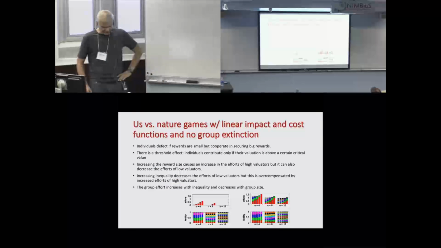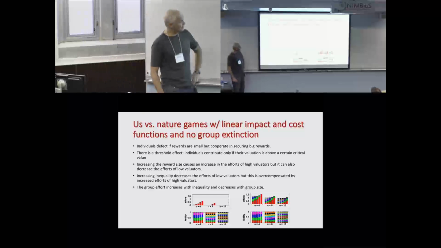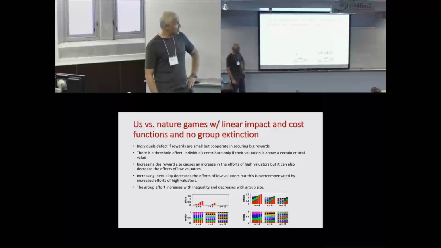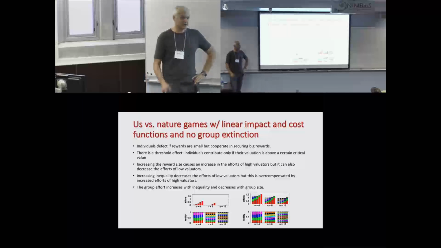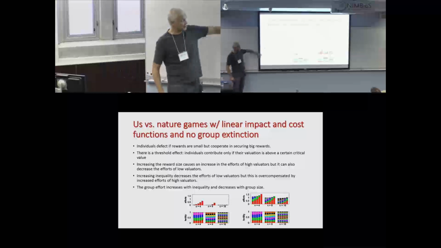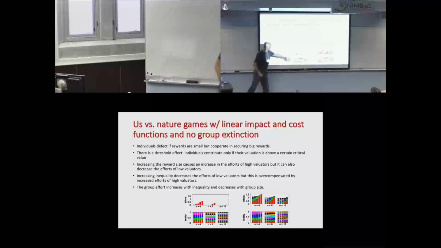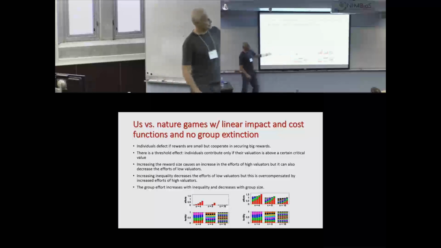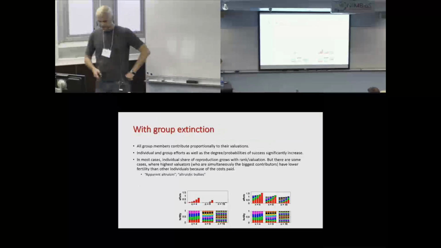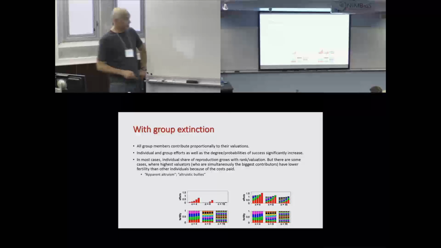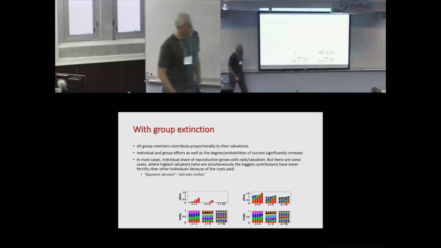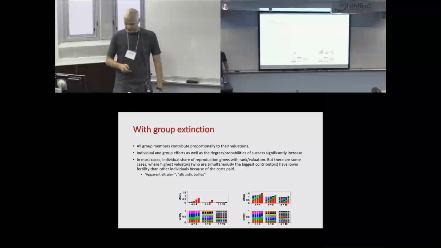So here is just a summary of what I said. Cooperation requires a sufficiently big reward. An increase in reward size causes, of course, an increase in the efforts, but inequality also increases the individual efforts, all right? And only some group members can contribute to that. If we add group extinction, that's the right-hand side, all efforts greatly increase.